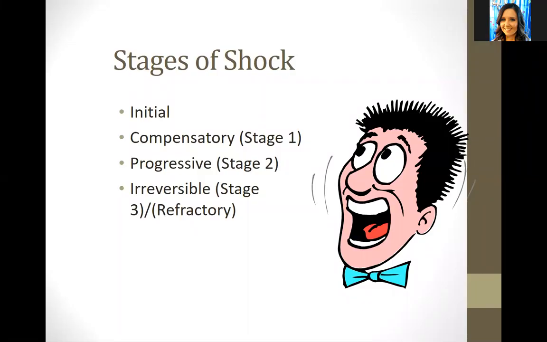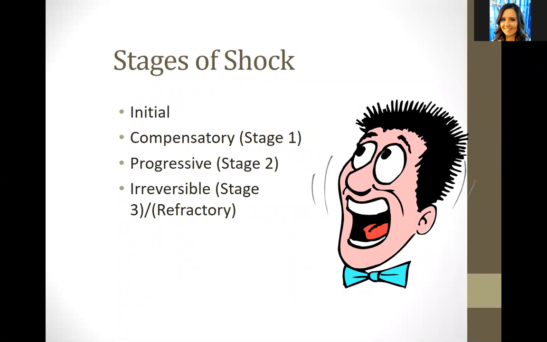When we talk about shock, there are specific stages, and within the stages, we have degrees of compensation. So initial stage, you won't see many symptoms. It's hard to recognize. If we don't do anything in the initial stage, we'll convert into the compensatory stage, which is also called stage 1. It'll progress to the progressive stage, or stage 2. Then ultimately, if we don't intervene, it could progress to the irreversible stage, or stage 3, also called refractory stage.